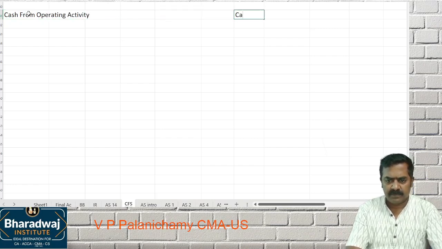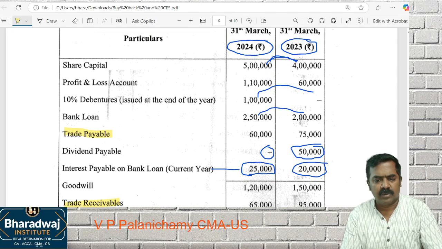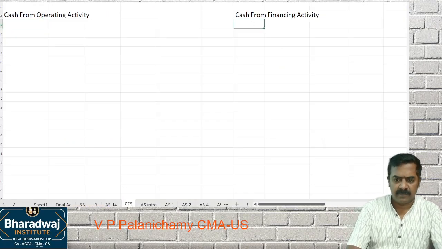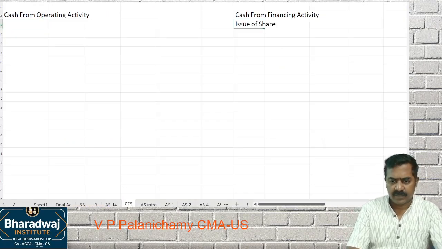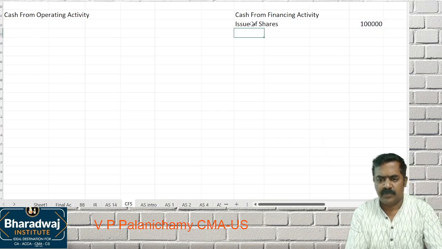Then cash from financing activity. Two things they ask for. Okay. We can go in the same order of the problem. Share capital has increased. So it will come in which activity? Issue of shares. How much? 1 lakh. It's an inflow.